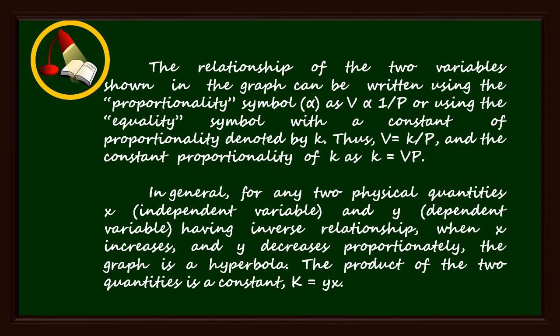In general, for any two physical quantities, x as the independent variable, and y as the dependent variable, having an inverse relationship, when x increases and y decreases proportionately, the graph is a hyperbola. The product of the two quantities is a constant, k equals yx.